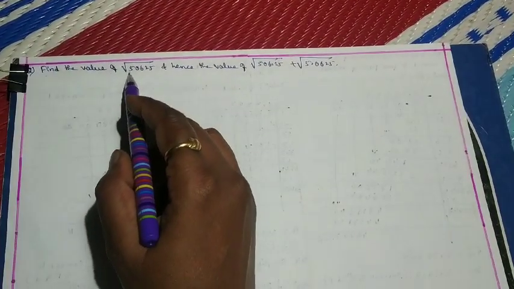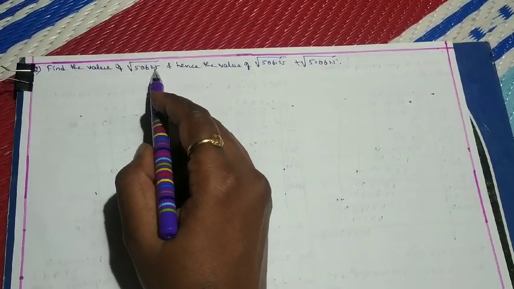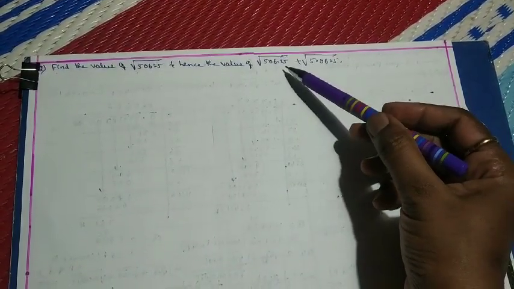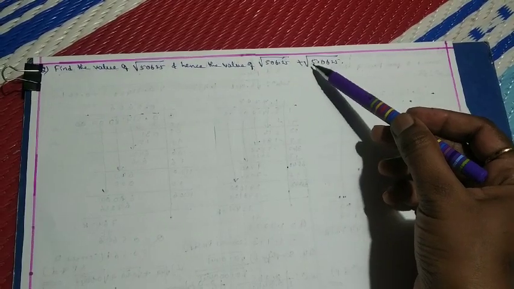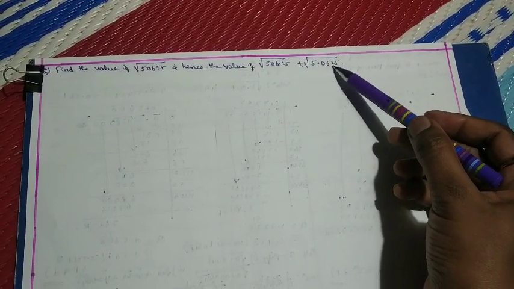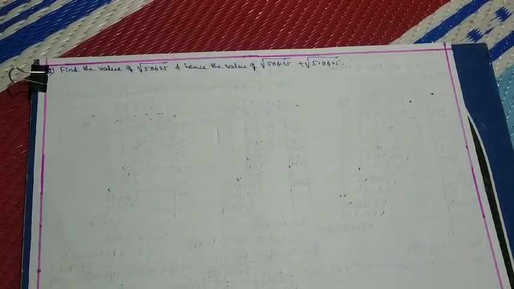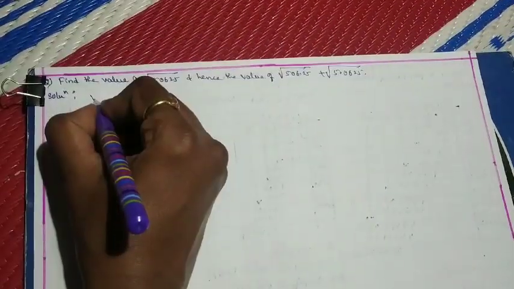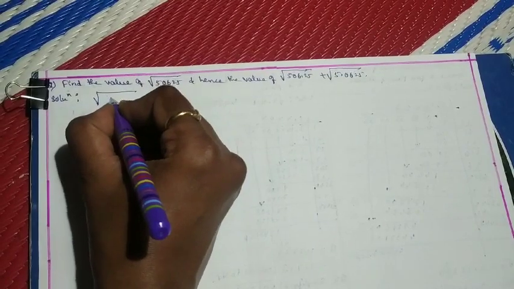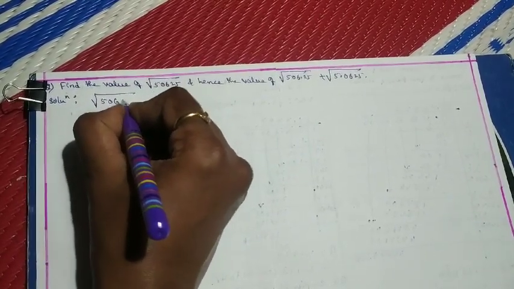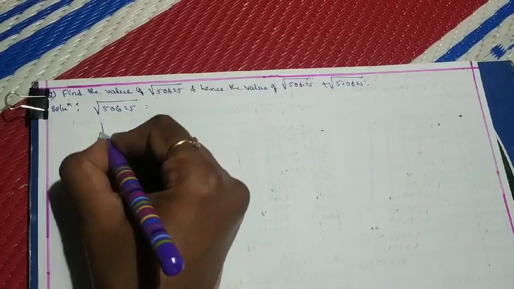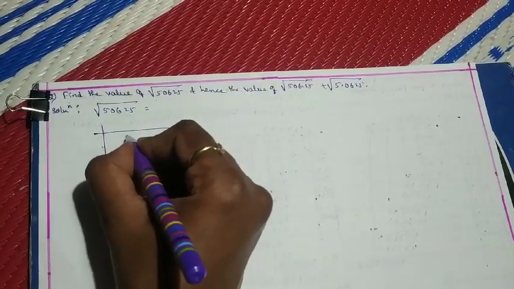Find the value of square root of 50625 and hence find the value of square root of 506.25 plus square root of 5.0625. So first let us find the square root of 50625, that is whole number. Square root of 50625, its value we need to find, children. So let me find its value by using long division method.